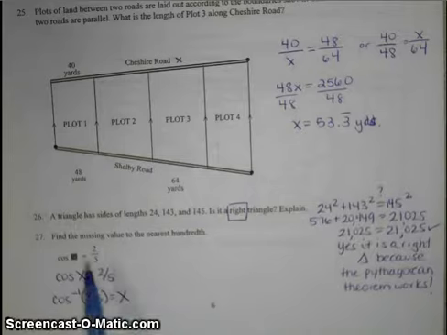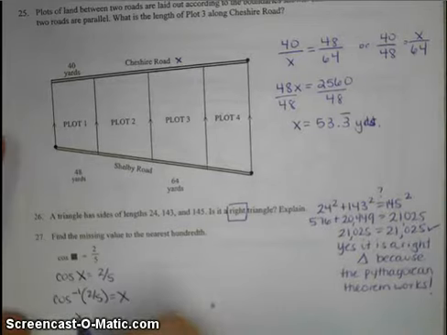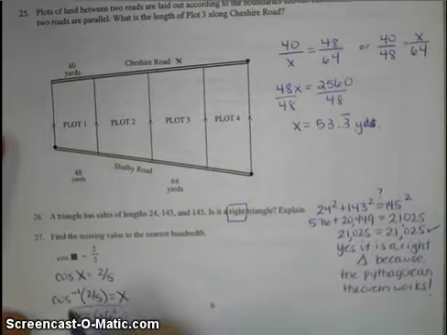Number 27, find the missing value to the nearest hundredth. So our missing value here in this little box, I just rewrote as x. So when I'm using trig and I'm solving for an angle, how do I enter that differently into the calculator? I want to find the inverse, so what angle has the cosine of 2/5. So second cosine, 2 over 5, and our answer to the nearest degree is 66 degrees.